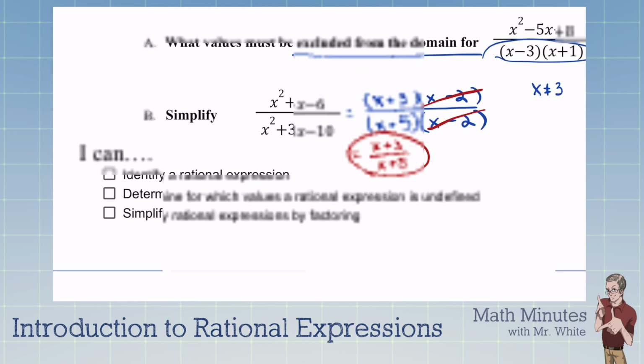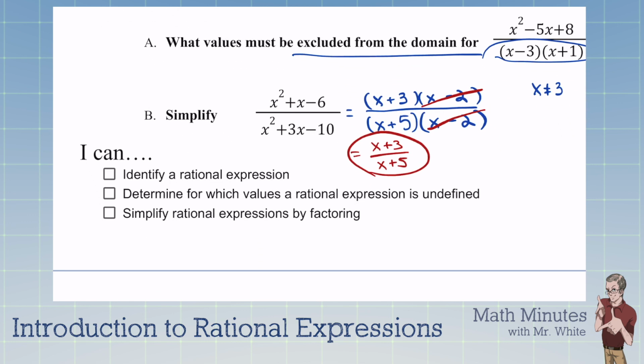So let's do our little I can statement. Can I identify a rational expression? Yeah, it's got to be polynomial divided by polynomial. Can I determine which values for a rational expression make it undefined? Sure. You just look at the denominator and find the zeros there. And can I simplify these things by factoring? Yeah, you just factor and cancel like crazy. And sometimes it's 3, 4, 5 steps, and then at the end, maybe you have to reduce. So it just is the way it is.